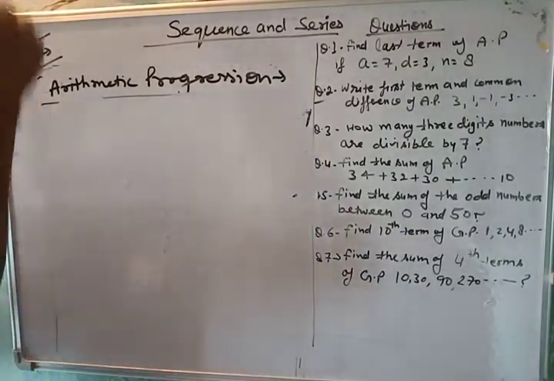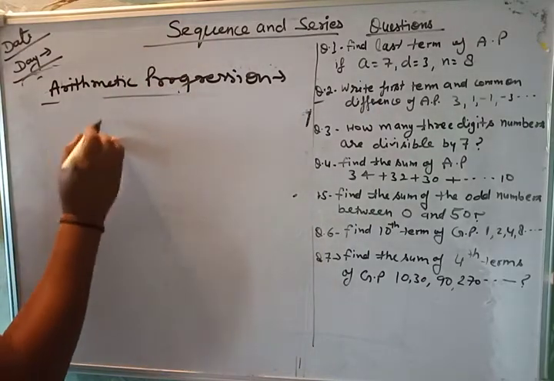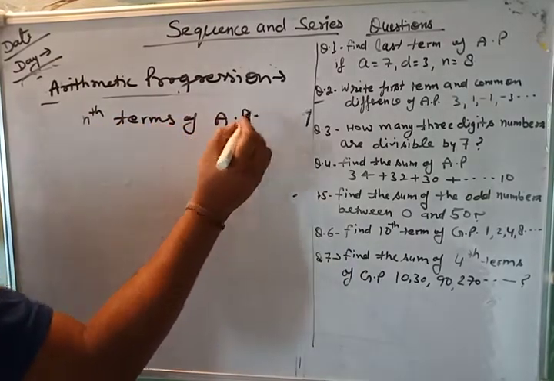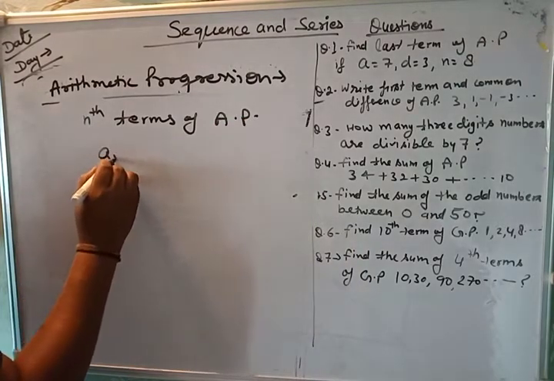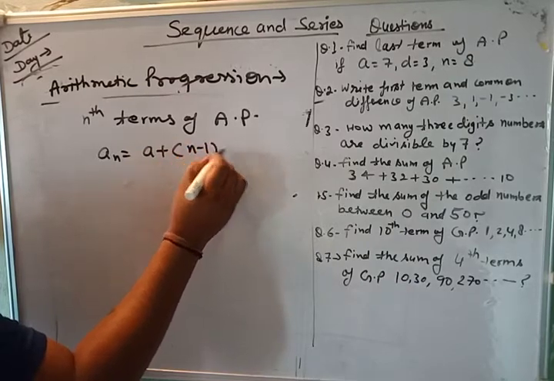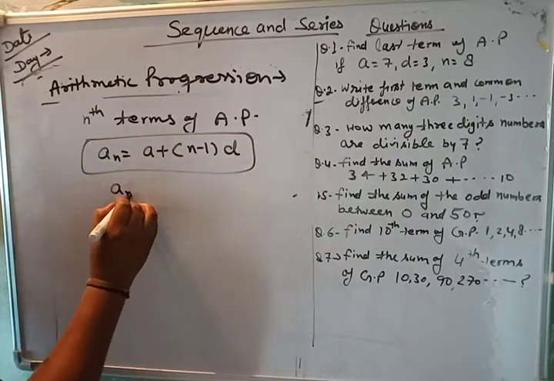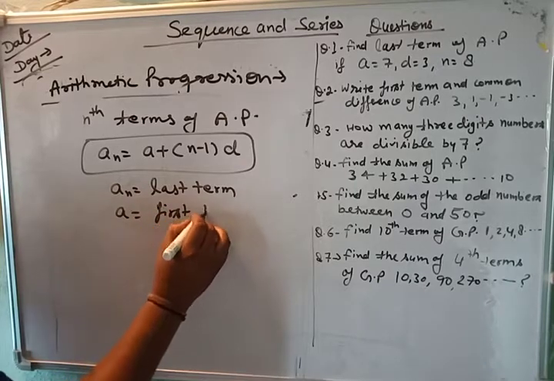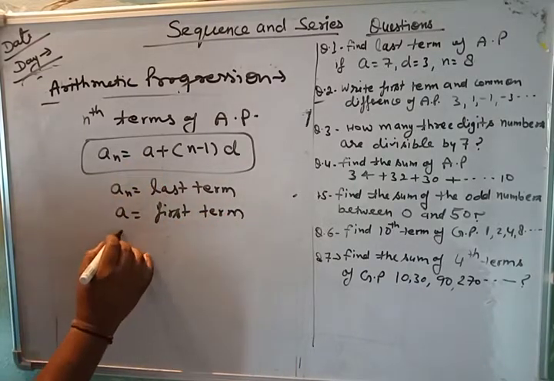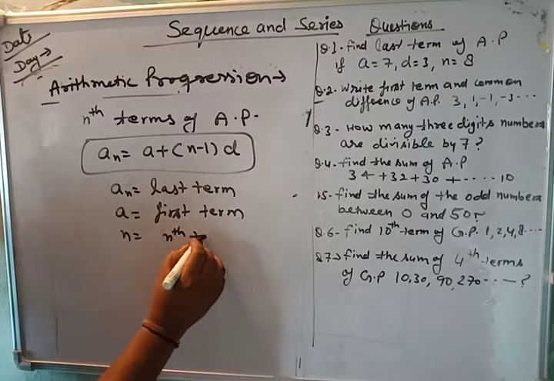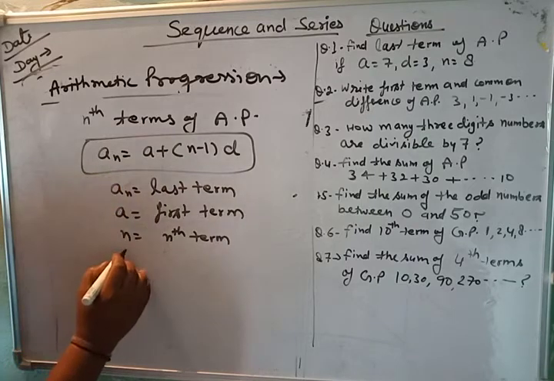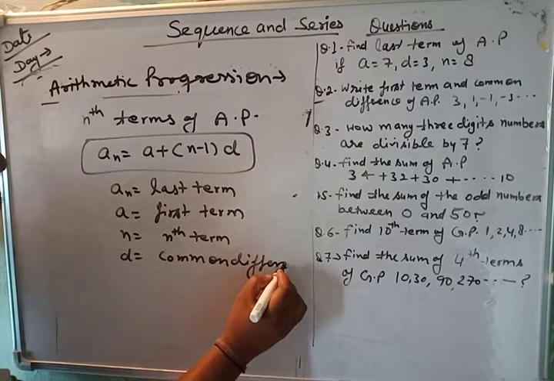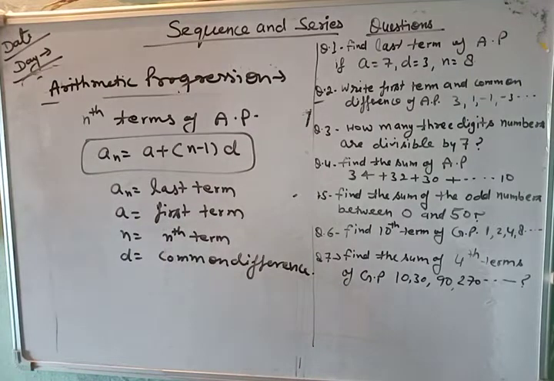Now again, the other terms. How do we find the nth term of an AP? The formula is an equal to a plus n minus 1 into d, where an is the last term, a is the first term, n is the number of terms, and d is the common difference. It is very important. It is the formula for the nth term.